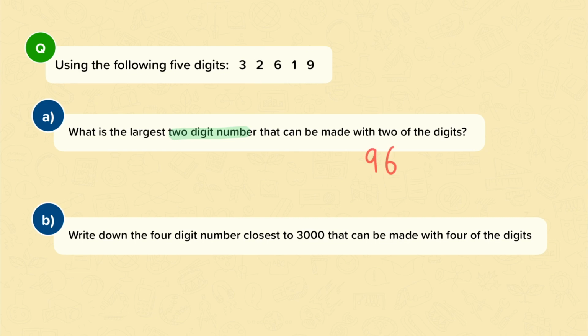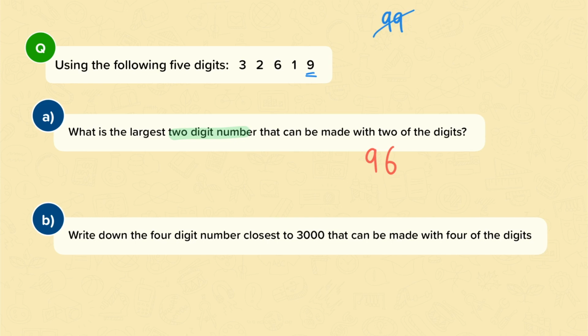Well, hopefully you wrote 96. The reason being, if we want to make the largest 2-digit number, well, we may as well start with the largest number. Well, that's 9. And the second largest number is 6. So the largest 2-digit number we can make is 96. I could see why you might have written down 99, but the problem is there's only one 9 in this table, so 99 isn't going to work.